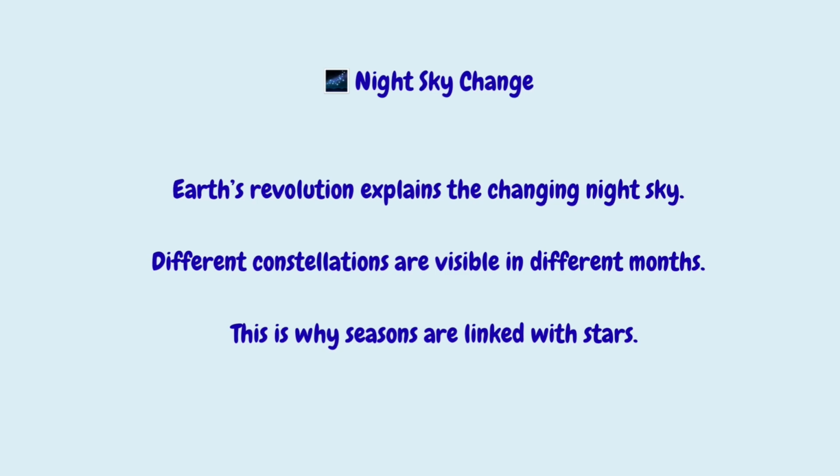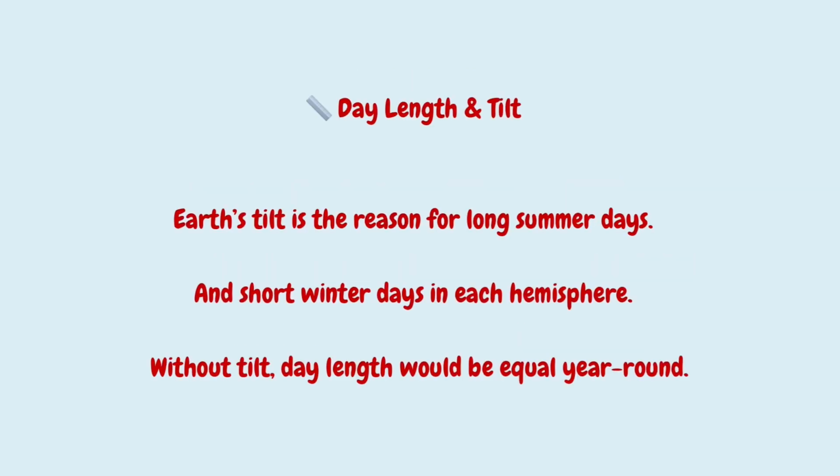Earth's revolution explains the changes. Changing night sky: different constellations are visible in different months. So this is why seasons are linked with the stars. Now we talk about day length and the tilt. Earth's tilt is the reason for long summer days and short winter days in each hemisphere. Without this tilt, day length would be equal year-round.